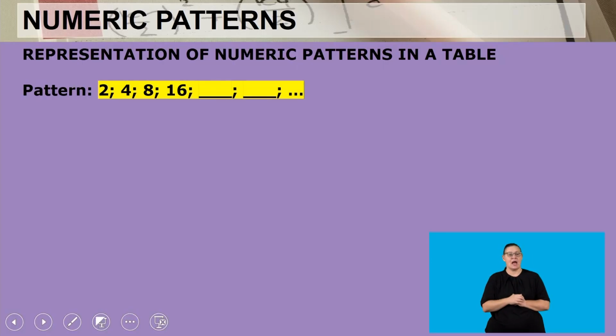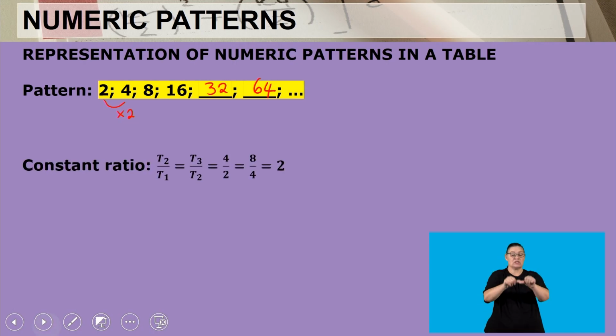Now we have that same pattern that we started with in the very beginning of our lesson, and that is our 2, 4, 8 and 16. We did find the next two terms, and those terms were 32 and 64. Now, can you remember how we found those terms? Yes, we did multiply by 2, and that times 2, or that 2, is actually our constant ratio.